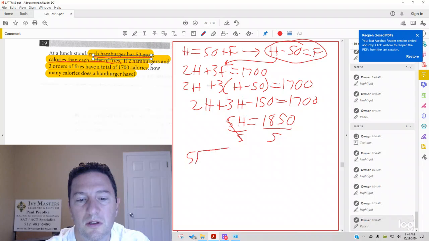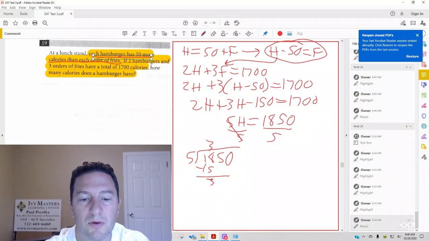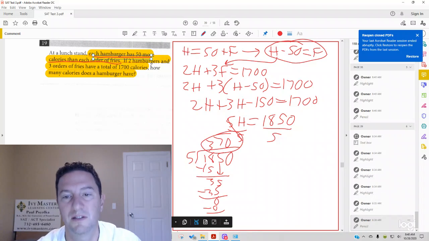So if you need, you could do this: it goes 3 times, multiply, you get 15, subtract, you get 3, bring down the 5, and it goes 7 times, multiply, you get 35, subtract, you get 0. Don't forget the 7's on top of the 5, so you actually have to say 5 goes into 0 0 times, and you multiply, you get 0, and it's a wash. 370 once again is your answer.